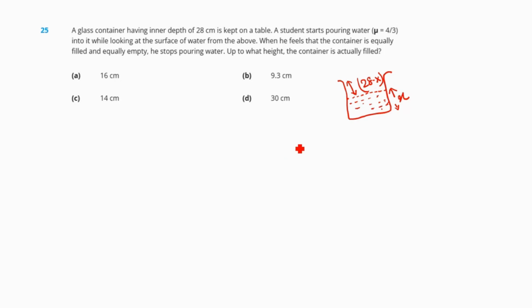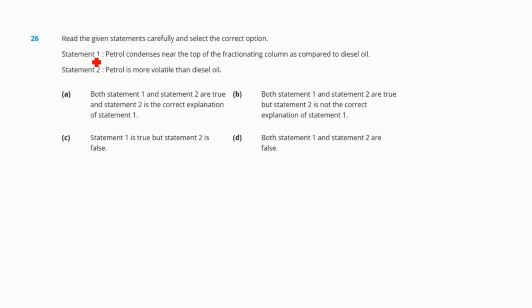So for the student, x by mu is equal to 28 minus x, right? What is mu? 3 by 4. Correct. So this will be coming to 16 centimeter. So our correct answer is option number A.